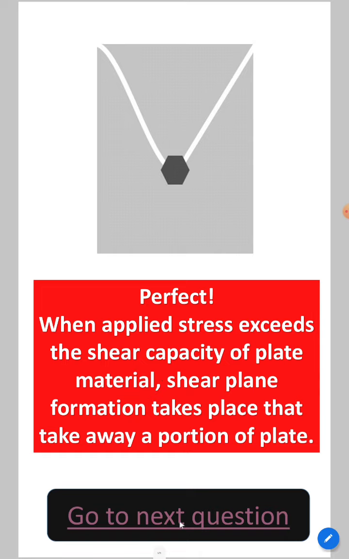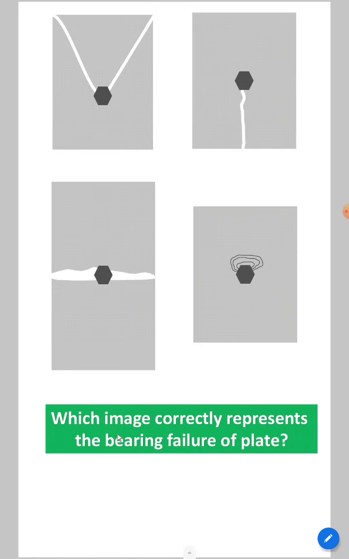Click here. All right, which image correctly represents the bearing failure of plate? Now what does bearing failure mean? A portion which is extensively stressed deforms at that spot. Okay, in which diagram can you see deformation? Now this is a kind of elimination scenario. This was tensile failure, this is shear failure. Now we have been left with two diagrams.